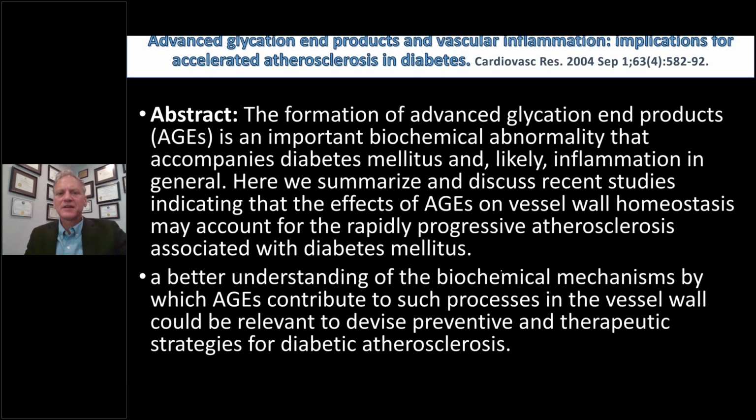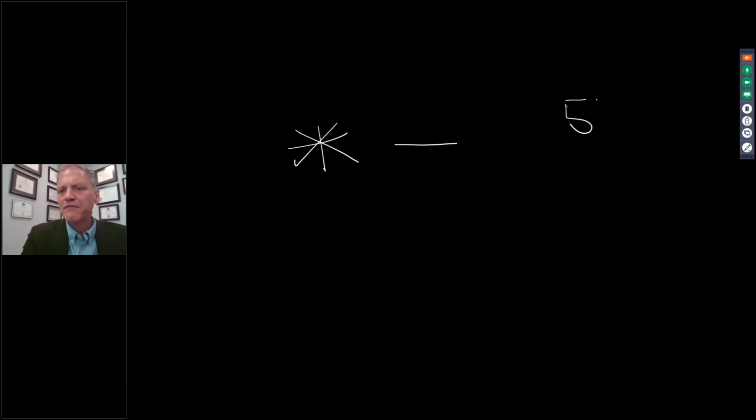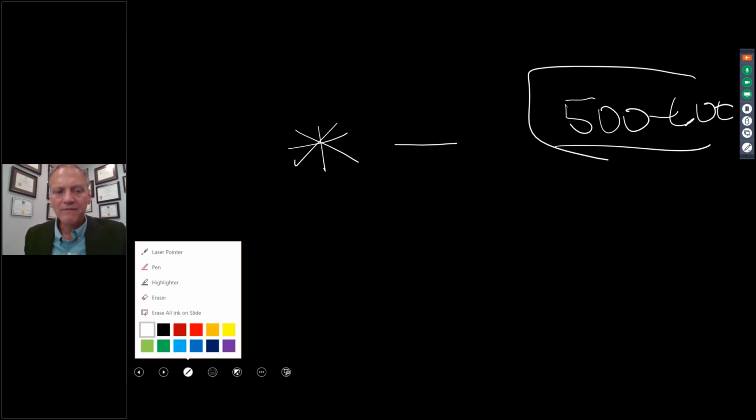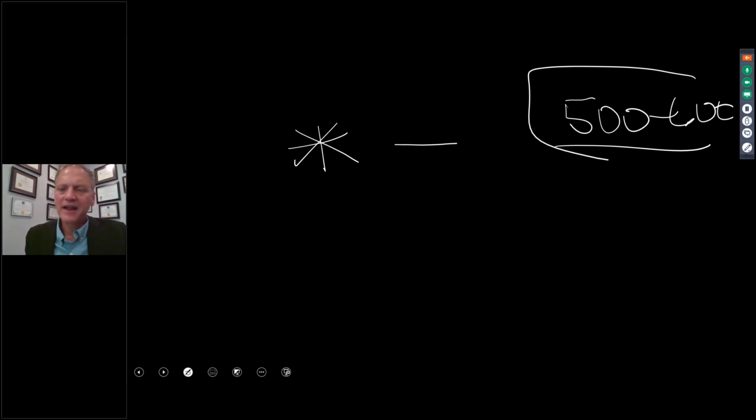Now, advanced glycation end products and vascular inflammation show that one of the things that happens is you have to get rid of sugar. So when sugar's floating around in the blood, we can only stand about 500 to 600 grams of sugar in our body at any given time. That's all we can stand. We only have 4 to 5 grams in the blood, but we can only do about 500, 600 grams. So when that starts going up, what do we do?